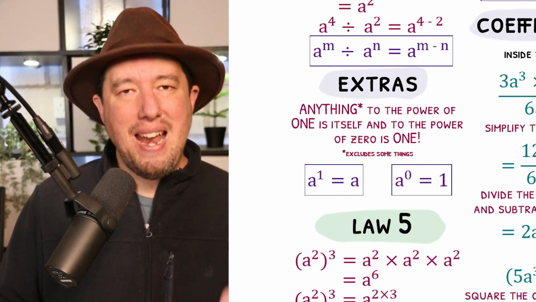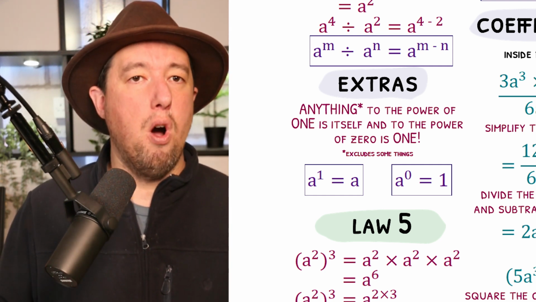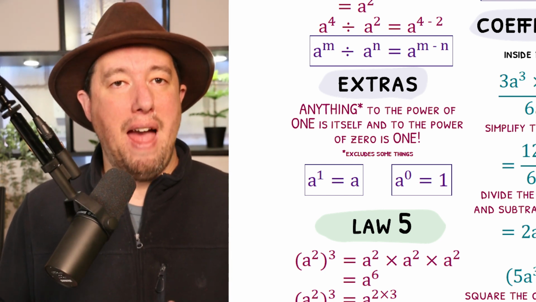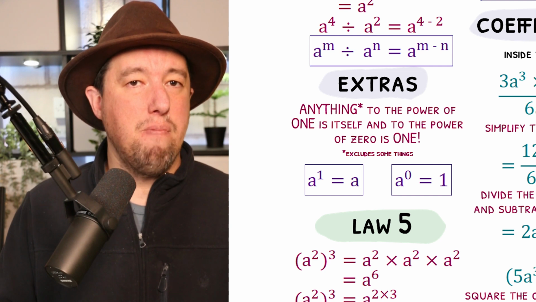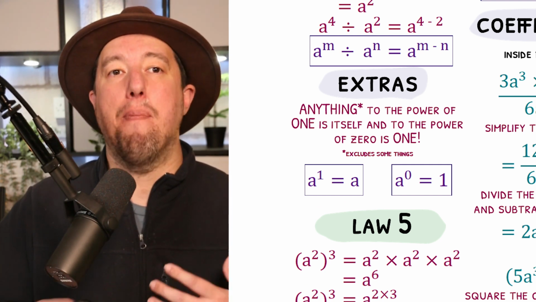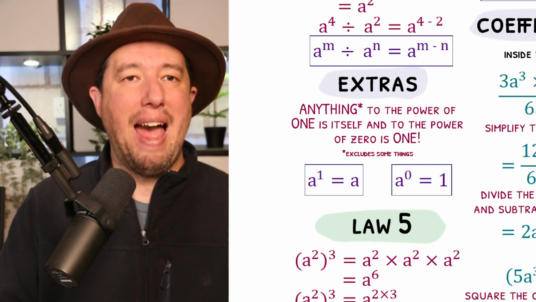Any number to the power of 1 is itself. This can be really helpful when you're working with the other laws. So, a to the power of 4 divided by a. To simplify the expression, it might help to write it as a to the power of 4 divided by a to the power of 1. So now we can use law 2 and subtract the powers to get a to the power of 3.